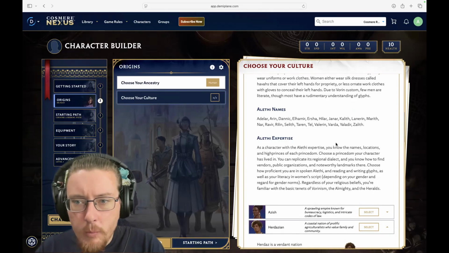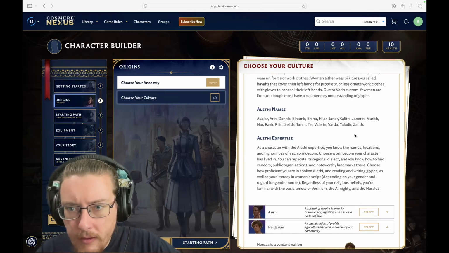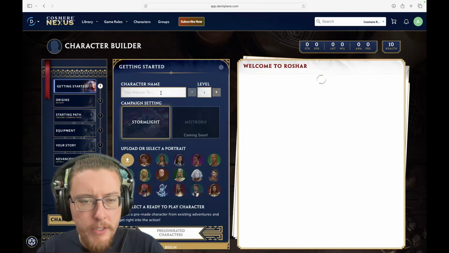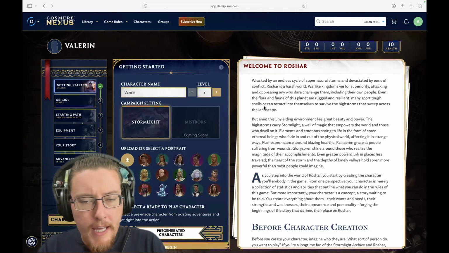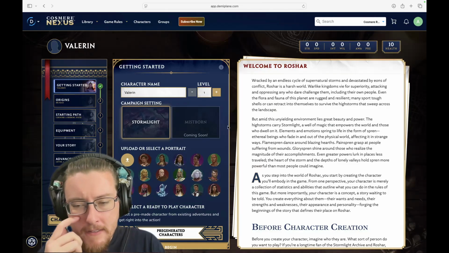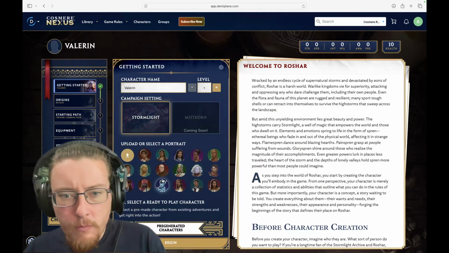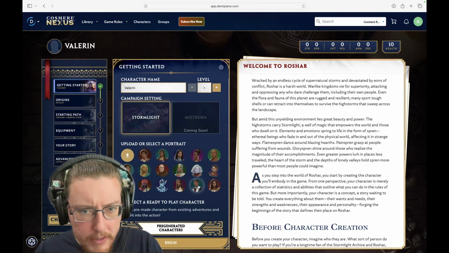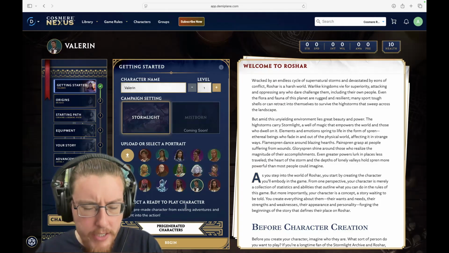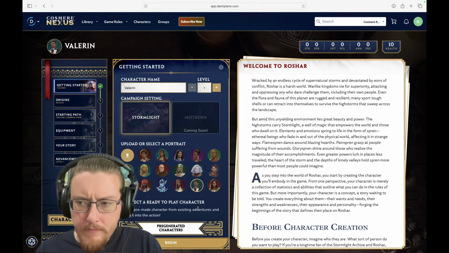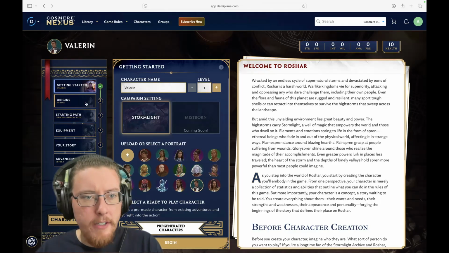I think we're going to go with Valoran. I like the name Valoran. Okay, so Valoran, and we're going to start at level one. Most campaigns and adventures are going to start at level one. Your GM will tell you otherwise. And we're going to select the Alethi. I believe that was this character, just to get things going. In the past, I've hand-drawn portraits for my characters, and it adds a really nice touch.